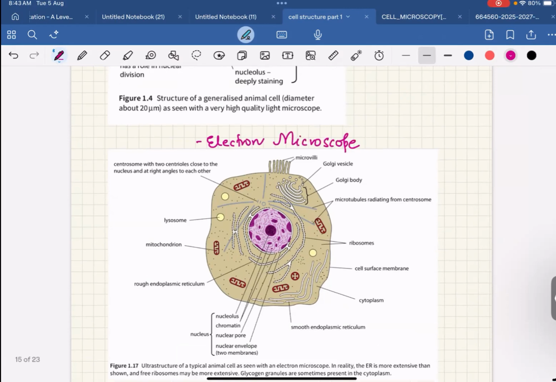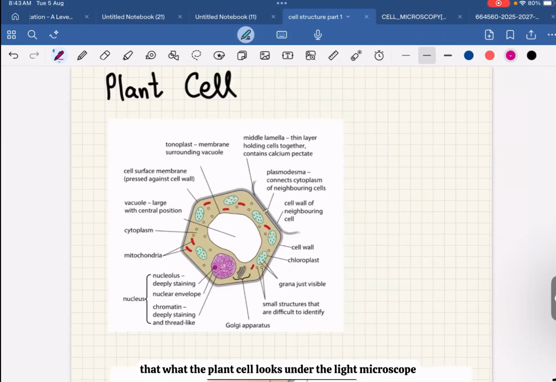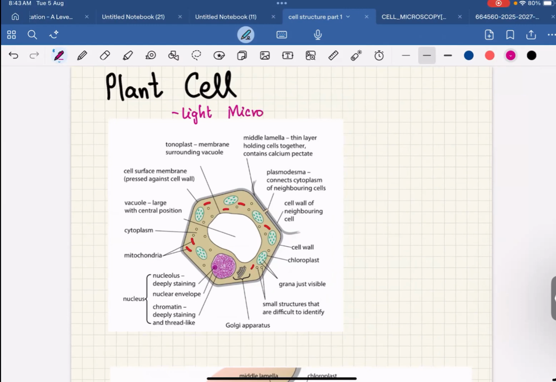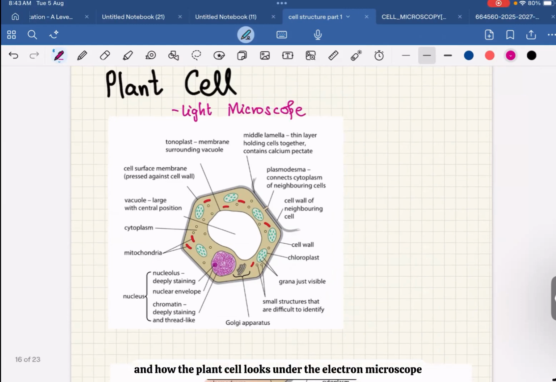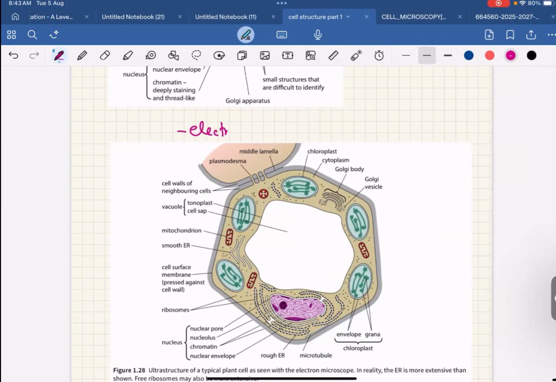Similarly, we will discuss what the plant cell looks like under the light microscope and how the plant cell looks under the electron microscope.